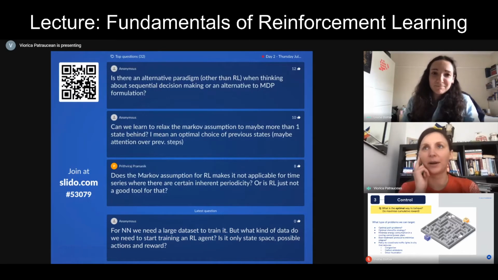Is there an alternative paradigm other than RL when thinking about sequential decision making, or an alternative to the MDP formulation?